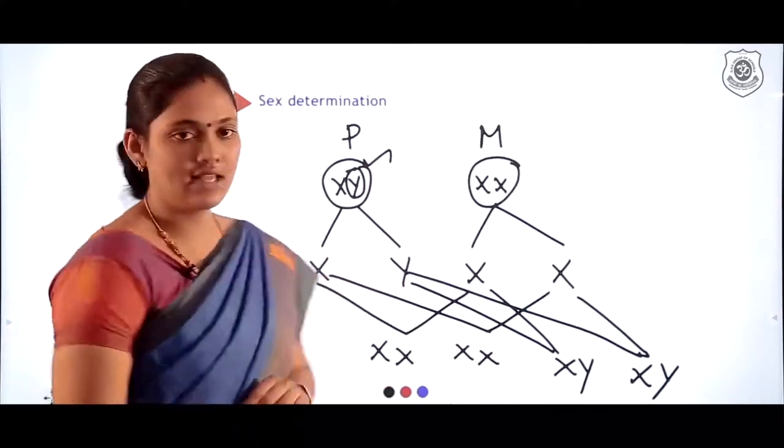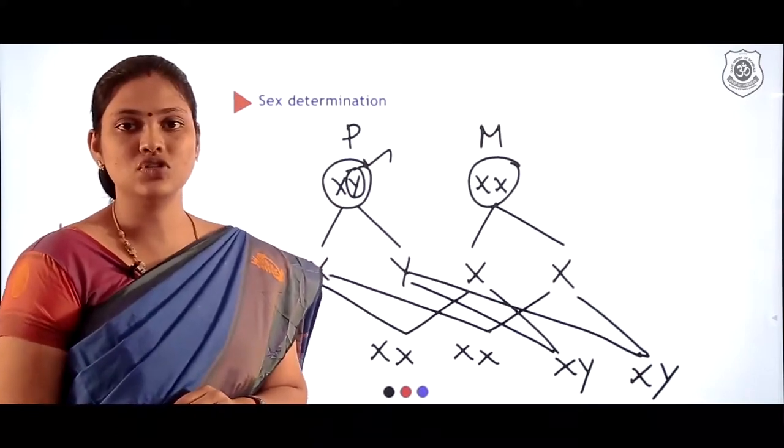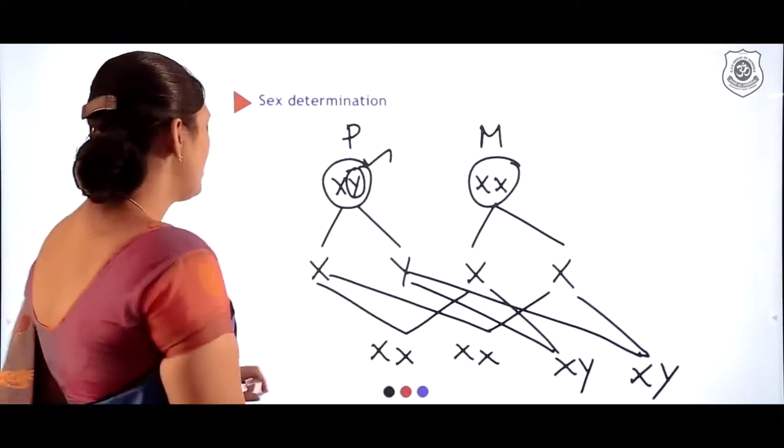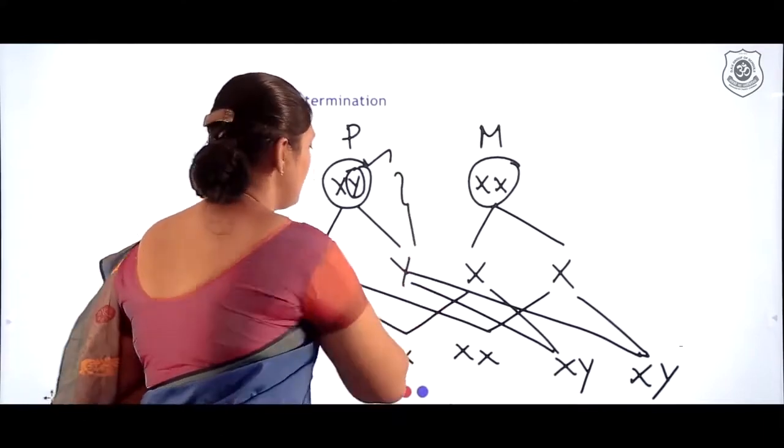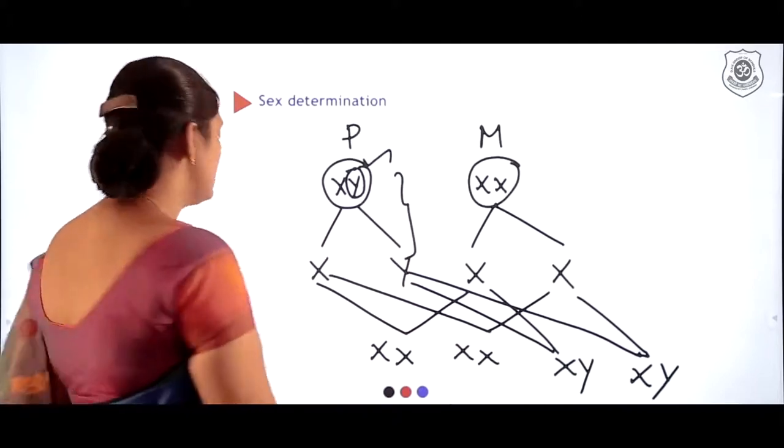Could you understand this process of sex determination, children? It's very important. Could you just tell me what kind of cell division this step involves? Of course, meiosis.